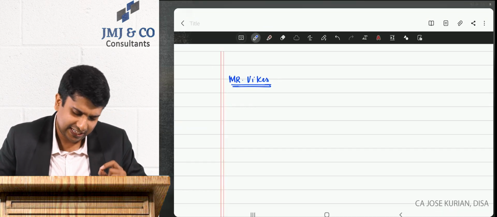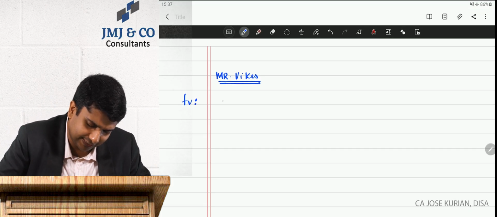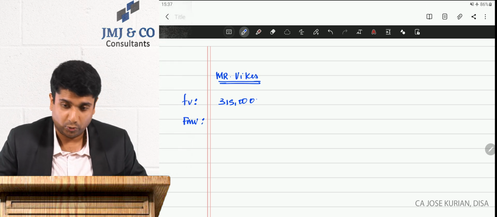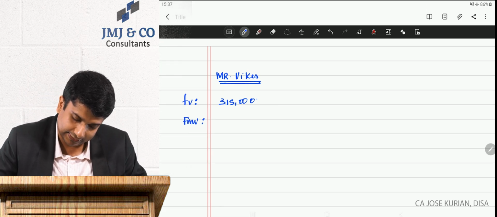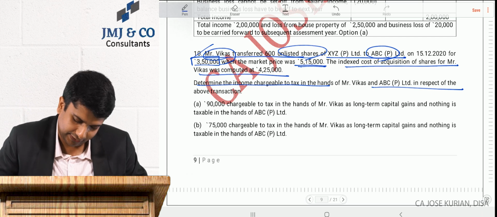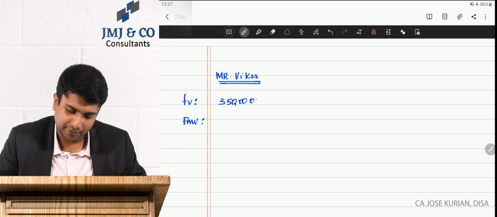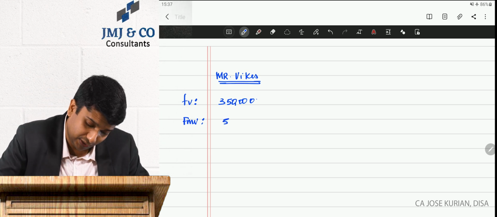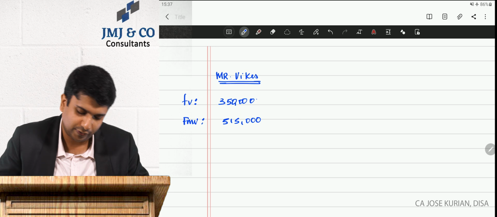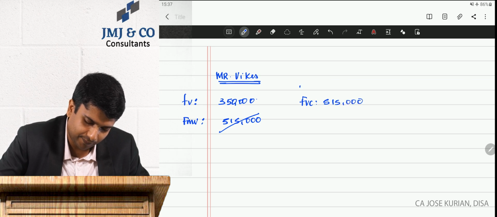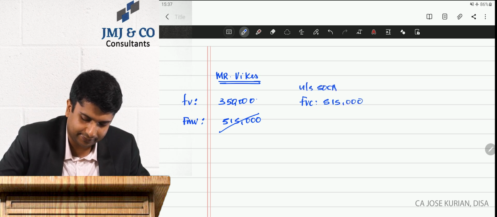It clearly states this. What is the transfer value in this question, friends? It is 3,50,000. Yes or no? It is not 3,15,000. And what is the fair market value which is given in the question? The fair market value is 5,15,000. So the full value consideration shall be 5,15,000 under section 50CA.